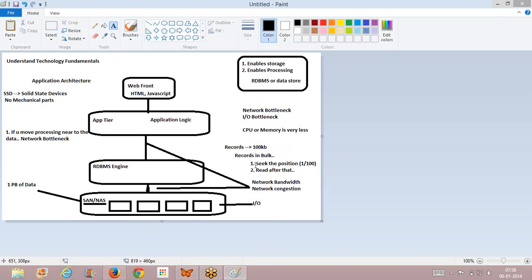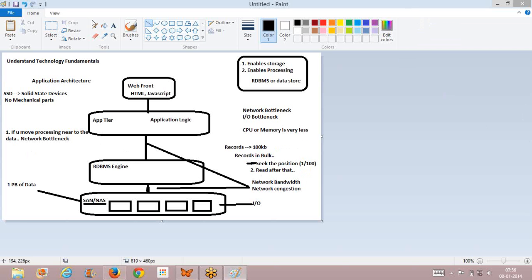So what we are saying is, we can eliminate this seek for every record if we read the data in bulk. If you read the data in bulk, that is good enough. That is what Hadoop, or the processing, will try to do. We'll read the records in bulk to eliminate the seek time for seeking every record one at a time. So this is one more solution.